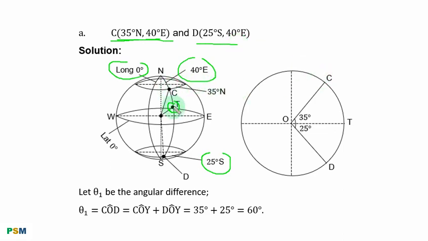From C to D is a minor arc. So the angular difference from C to D is the addition of the two angles. Hence, you have 60 degrees. In other words, if the two points or places are on different sides of the equator, the angular difference is through addition.